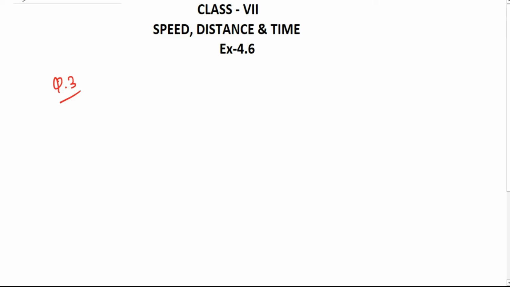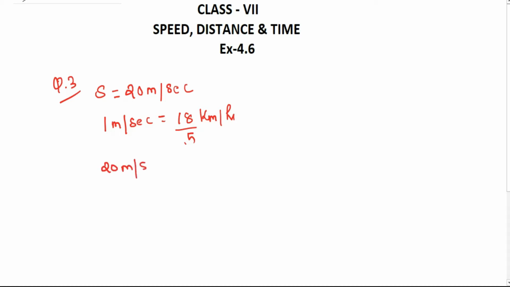Now next we will start with question number 3. In question number 3 the speed is given in terms of meter per second, that is 20 meter per second, and now we need to convert this into kilometer per hour. We know that 1 meter per second is 18 upon 5 kilometer per hour. So similarly we need to find it for 20 meter per second. For that we need to multiply 20 into 18 upon 5. Then we can say that the unit is converted into kilometer per hour.